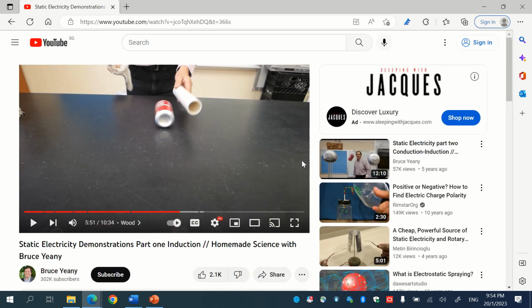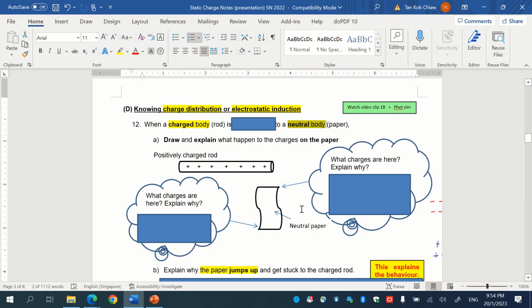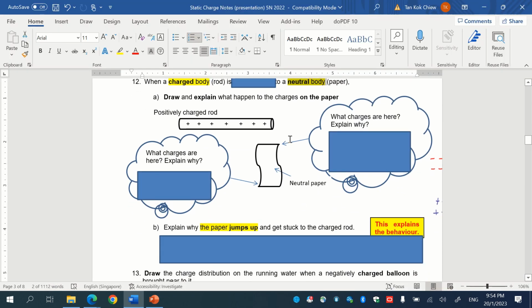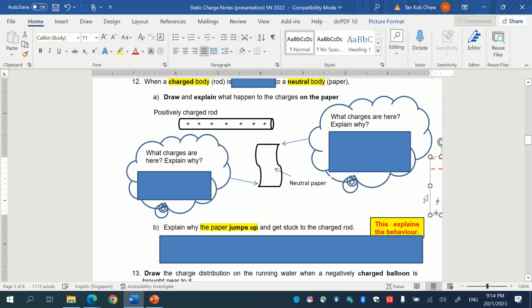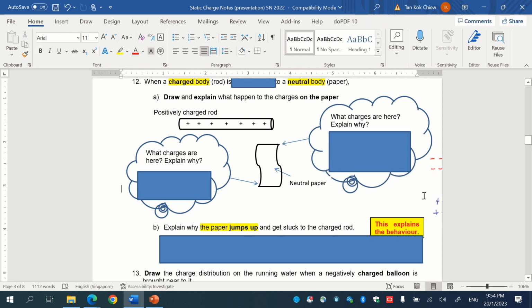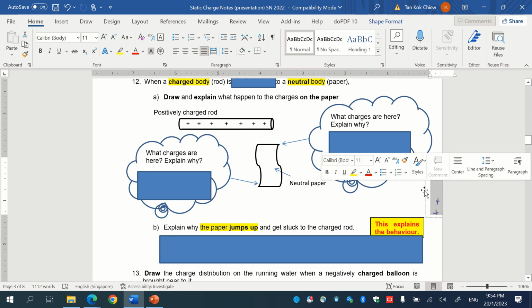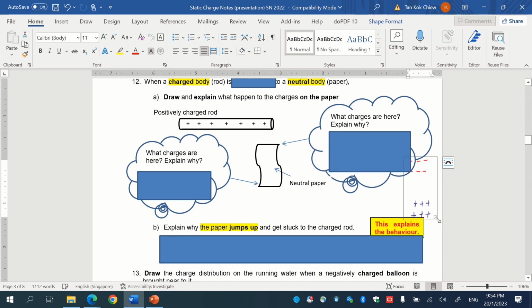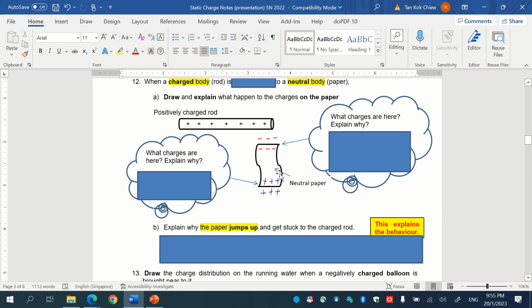Okay, now everything is back to the notes. So back to the notes here. So in the O level, you will always be asked when a charged body is brought near to a neutral body, just like this paper, the charge will separate this way. You can draw it in your notes. The charge will separate this way. Okay, so you can draw the charge separated.